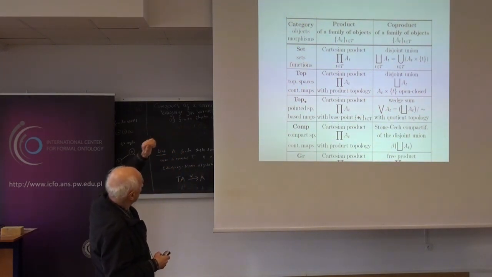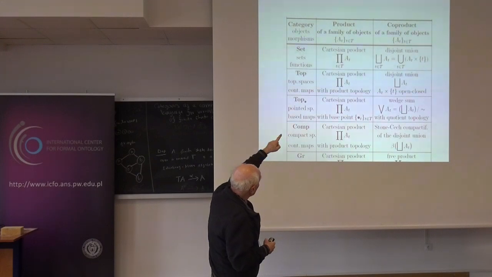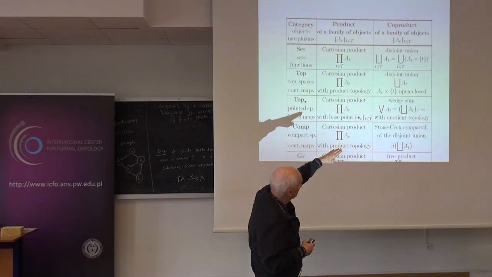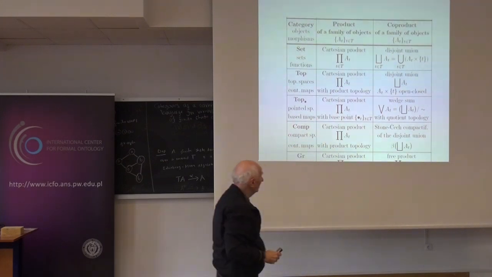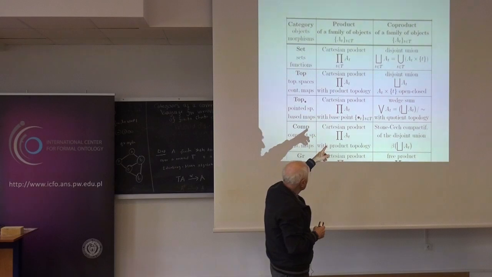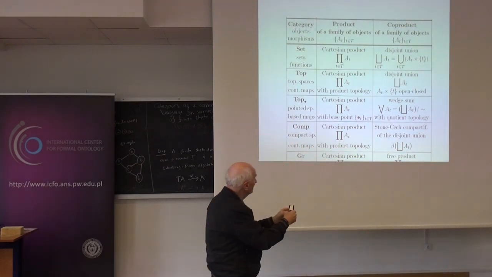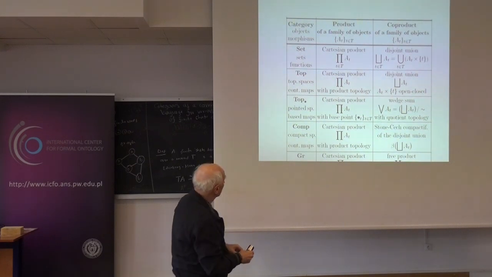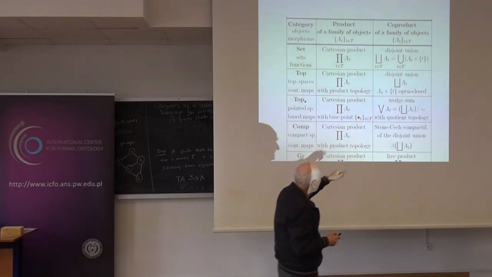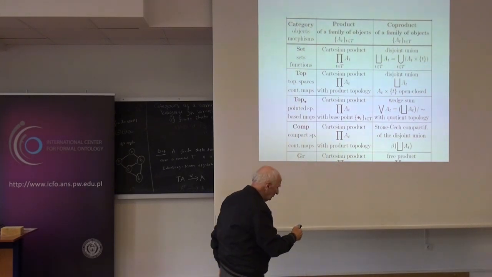Let me consider some examples. These are categories and how products and coproducts are constructed. For sets, it is the Cartesian product and disjoint union. And for topological spaces, the same. The topology is such that each member is open-closed and it has its original topology. Pointed topological spaces, well, the base point in the product, and a quotient to make, in this disjoint union, all base points together. Now, compact Hausdorff spaces: Cartesian product, and the same as before, but in case of an infinite family it's not compact. We take the Stone-Čech compactification.